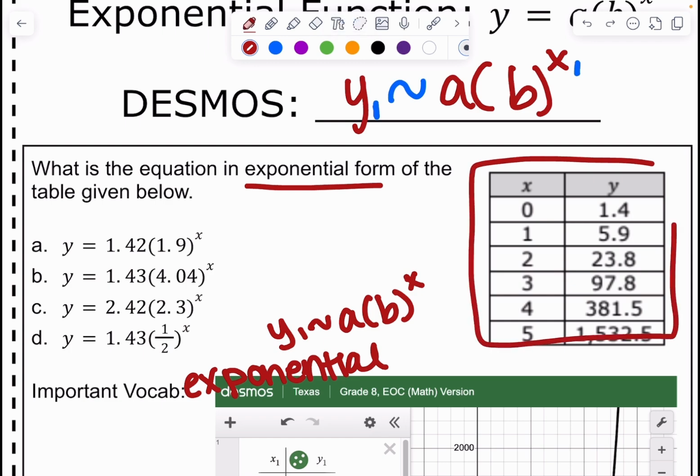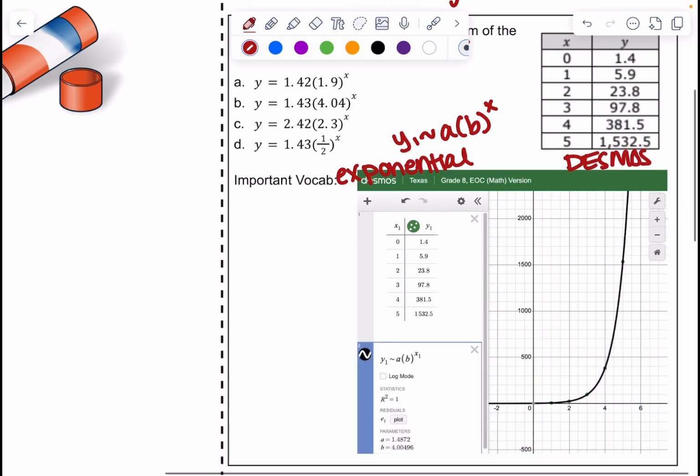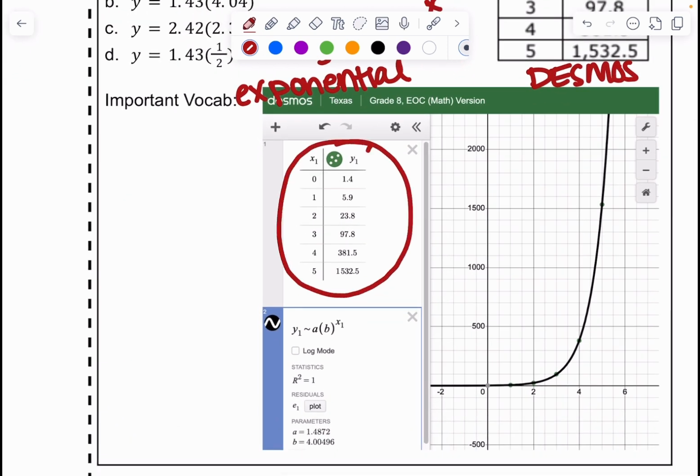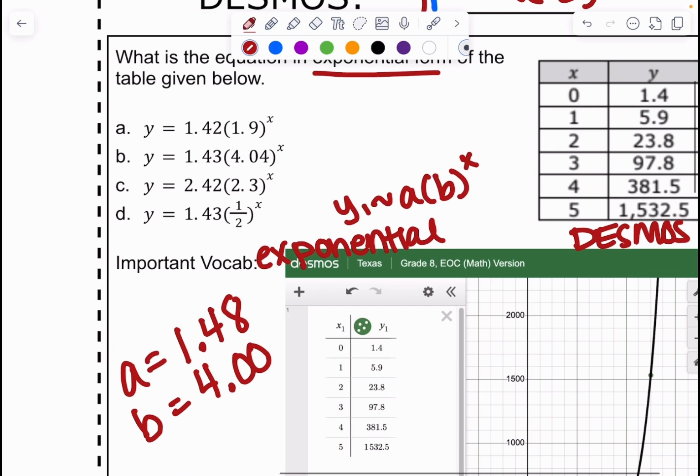So we would put this in Desmos. I already did that on the paper. I put the table into Desmos, and then I put this equation in, and it got me a equals 1.48 and b equals 4.00. This is what I need. So if you look, your b is always going to be inside the parentheses. So 4.0. This one is 1.9, so I know a is bad. This is bad. 4.04. Okay, so I have 4.0, 4.0.